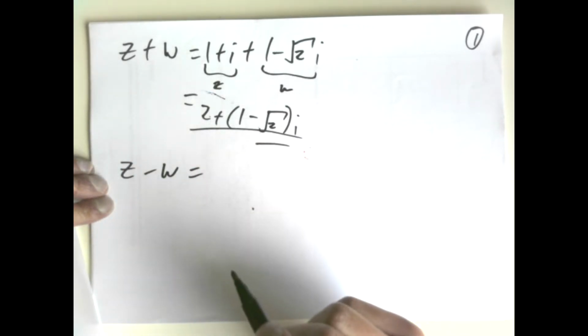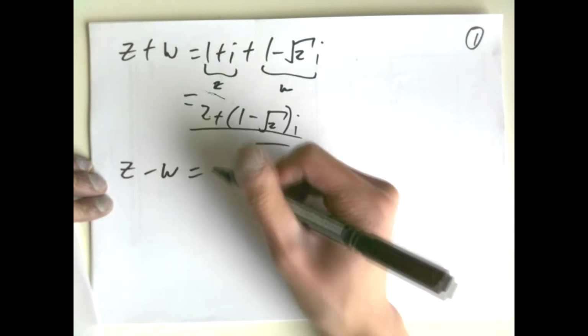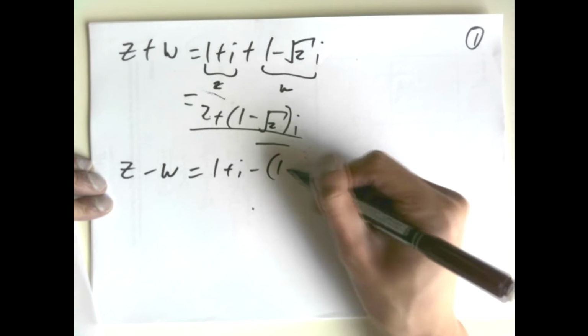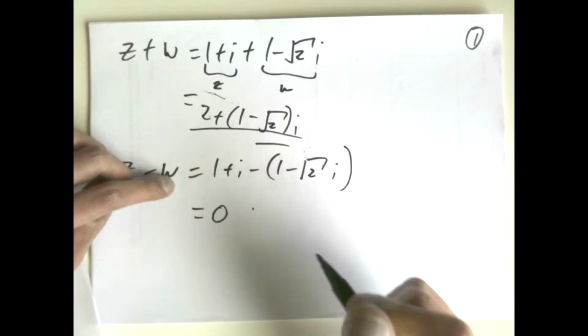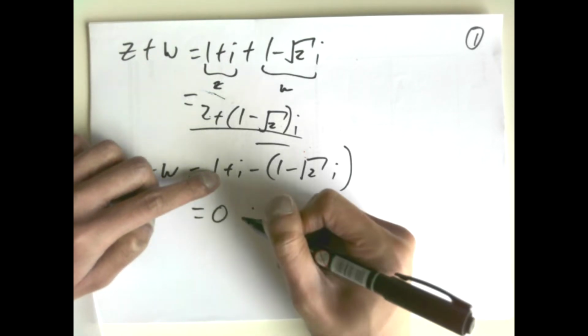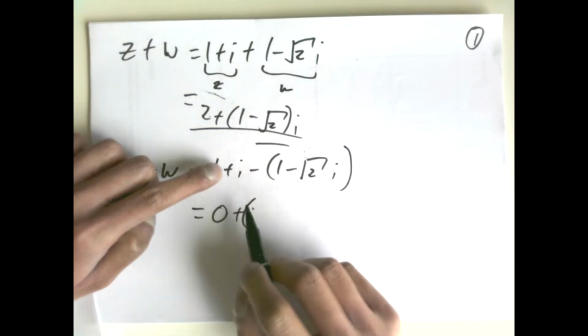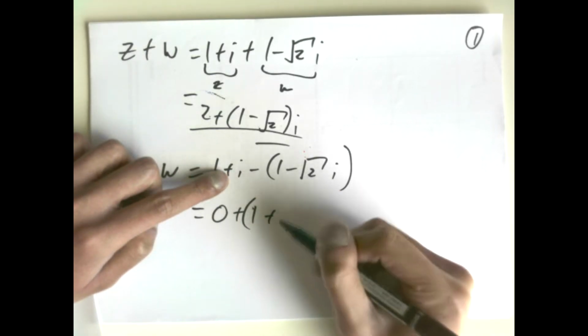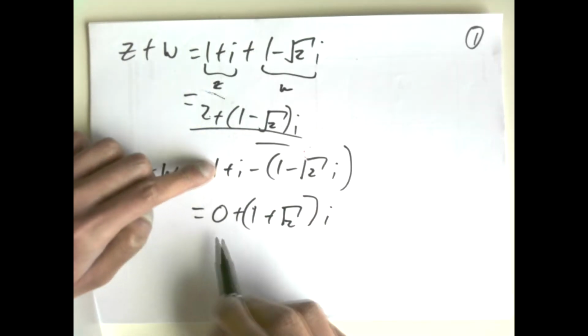Now we will do the subtraction, or the difference. Again, we simply subtract the real and the imaginary parts. One minus one is going to be 0. i minus root 2 i is going to be 1 minus root 2 times i. Let's move on to multiplication.